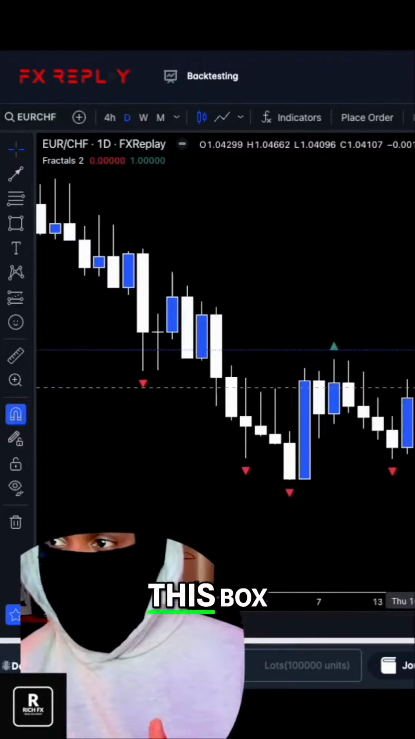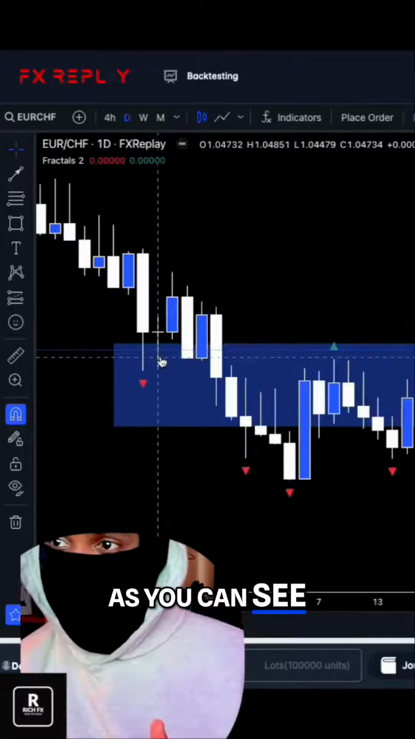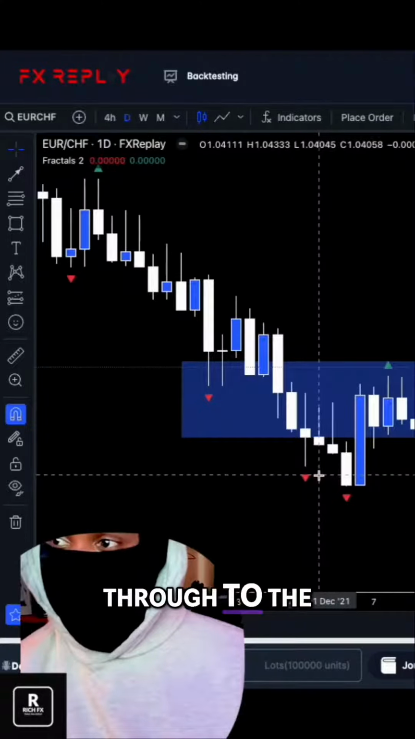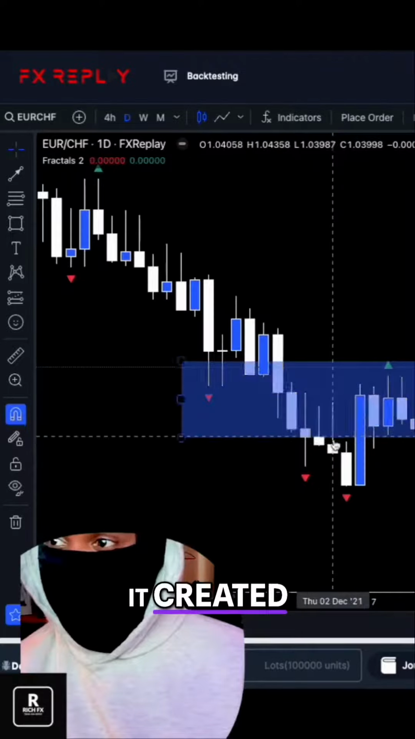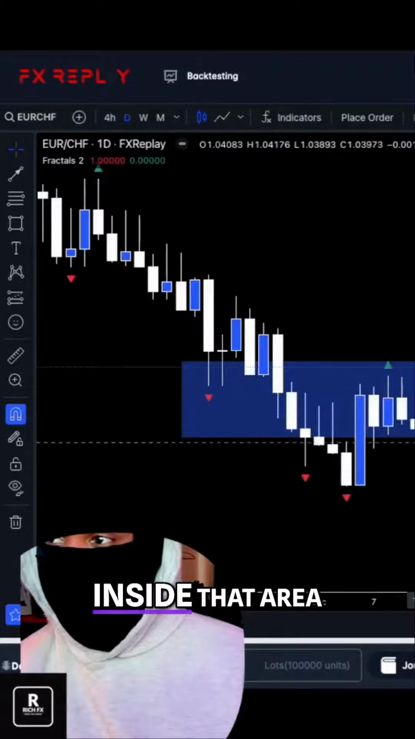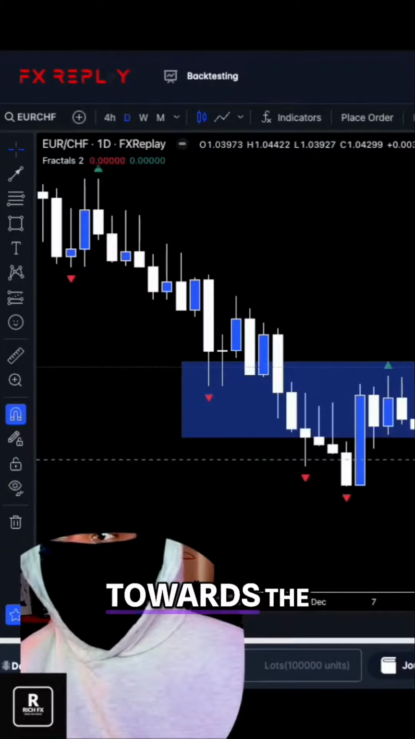Now, if I was to drag this box towards the left hand side, as you can see, this area here was support, which it did break through to the downside. And what did it do? It created a resistance area, right, up until the point where it decided to consolidate inside that area and start creating more wicks towards the downside.